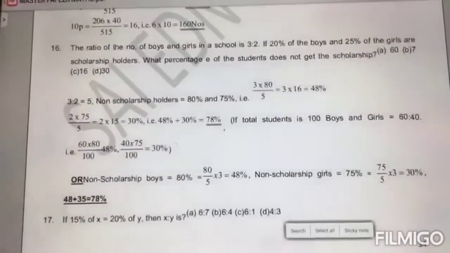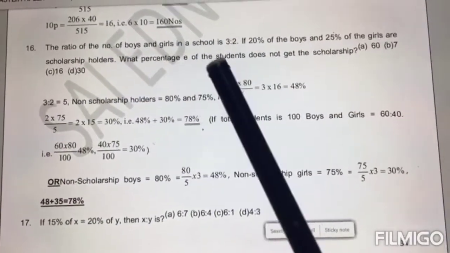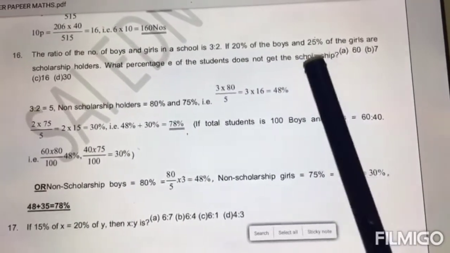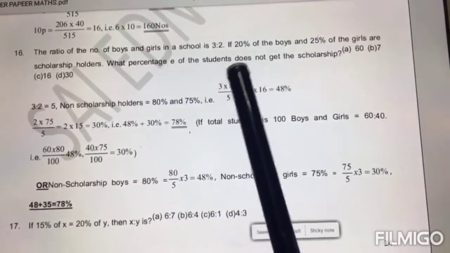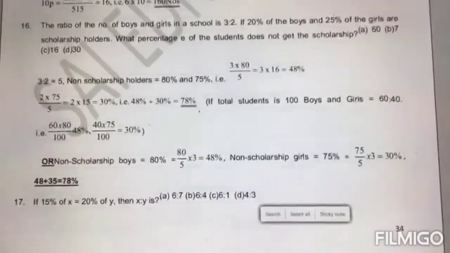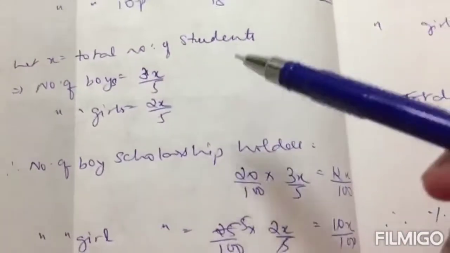Okay. Moving on to number 16. The ratio of the number of boys and girls in a school is 3:2. If 20% of the boys and 25% of the girls are scholarship holders, what percentage of the students does not get a scholarship? So they have given a working. Let's see if we can do it in our way. Both are the same. It's not that mine is better than theirs or theirs is better, but they may have taken different shortcuts, but I tried to do it in my way.